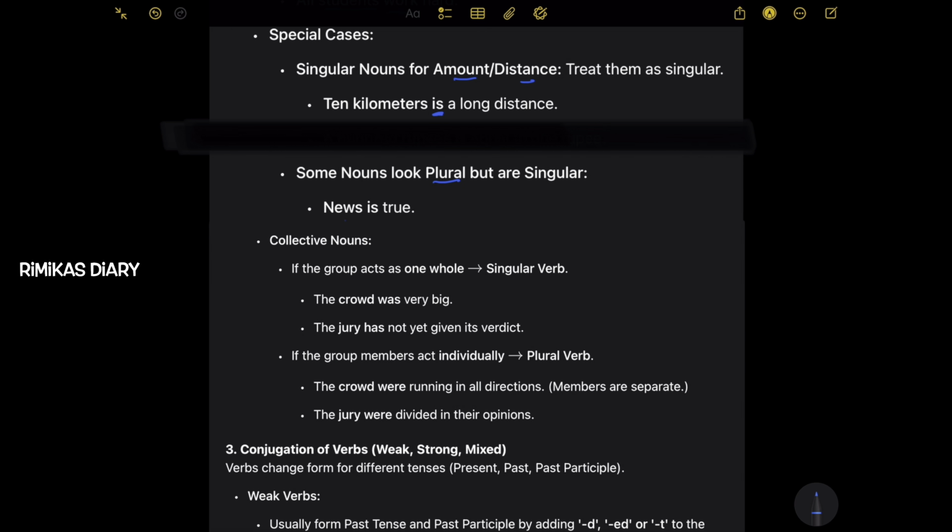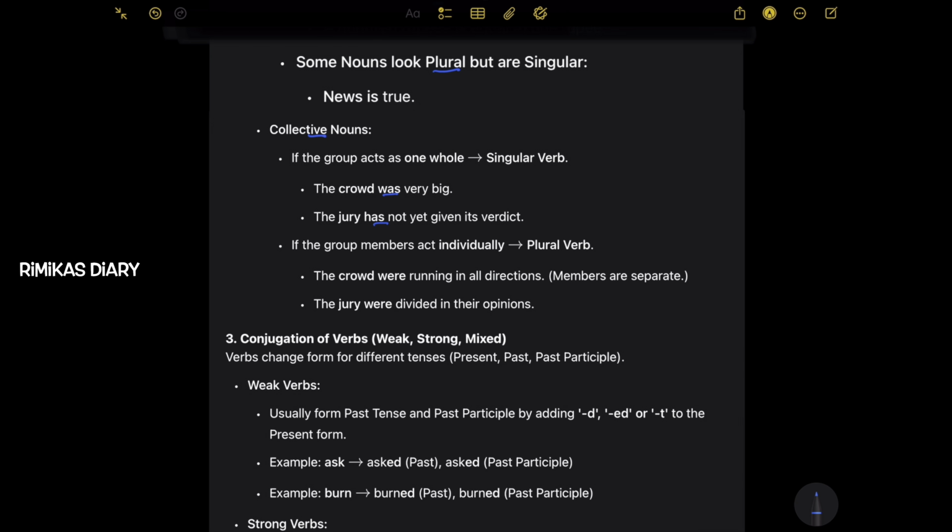Next, collective nouns. If the group acts as one whole, singular verb. So the crowd was very big. The jury has not yet given its verdict. So when collective nouns act as a group, like as one whole, then add a singular verb.